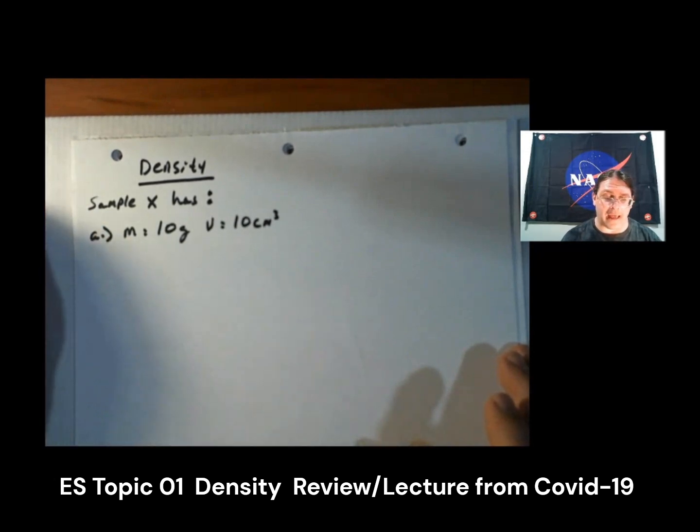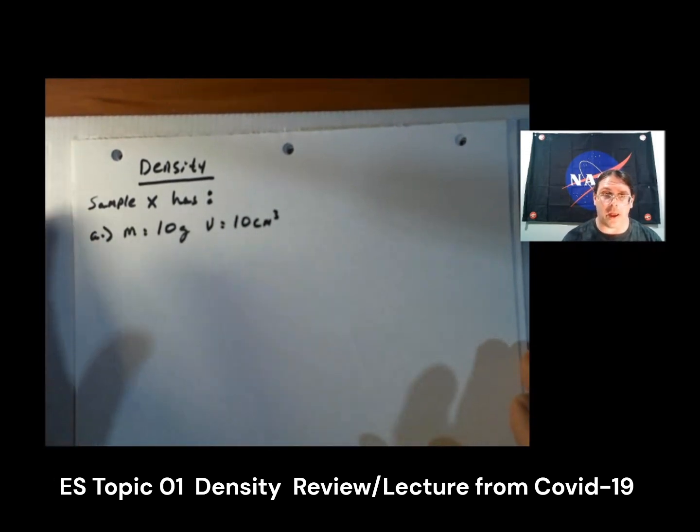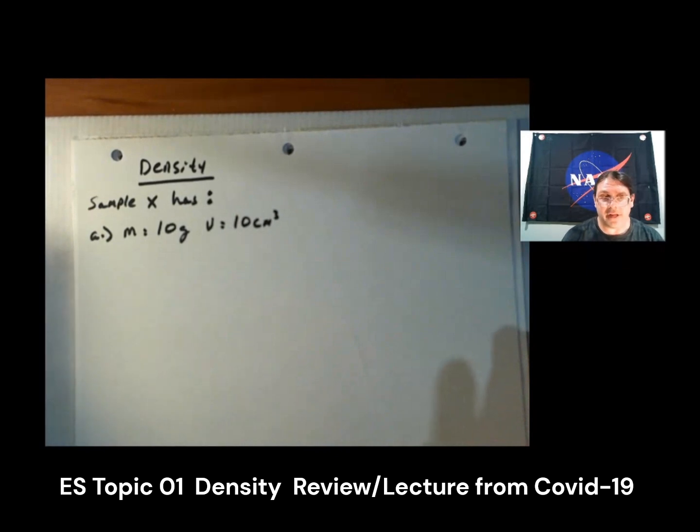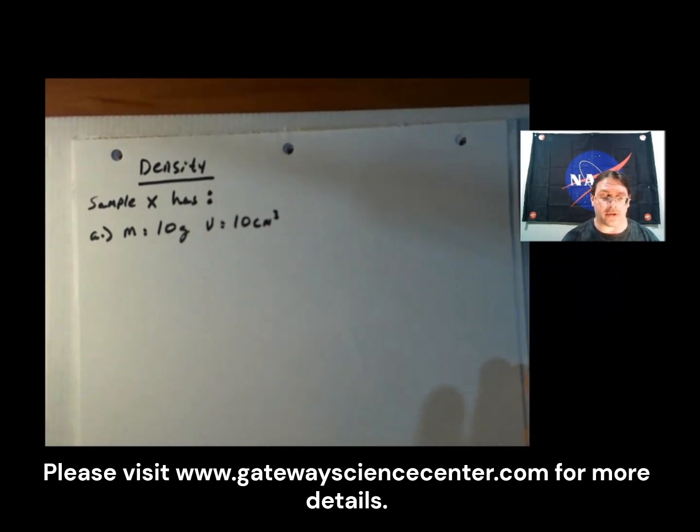What I mean by that is I have a sample and I'm going to cut it in half. Let's just say I cut it in half. That means I'm changing the mass and I'm changing the volume. What happens to the density of the object? Well, let's take a look at our sample X.